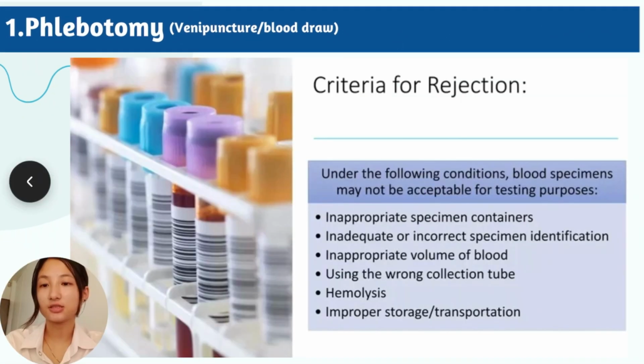For rejection, the blood collected will be rejected if there is an inappropriate specimen container, inadequate specimen identification, inappropriate volume of blood, the wrong collection tube, hemolysis or breakdown of blood, or improper transportation. We then have to carry out the phlebotomy again.